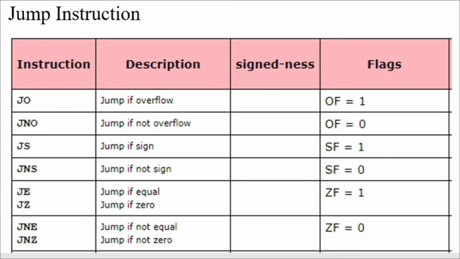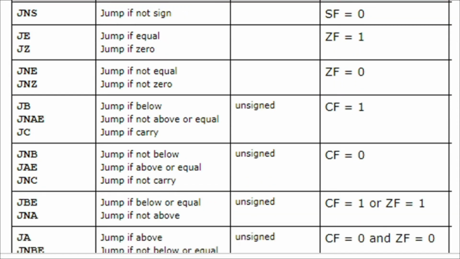So JE and JZ are almost the same, so jump if equal and jump if 0, and they are triggered when the zero flag or ZF is equal to 1. Next is the counterpart of them, so JNE and JNZ, and they are triggered if the flag ZF is equal to 0.